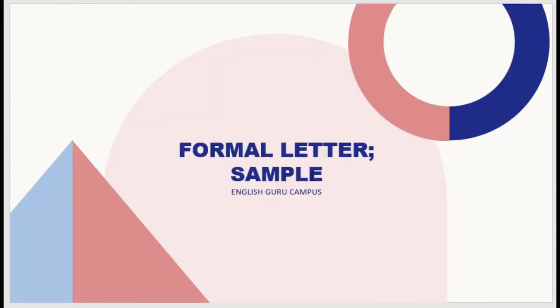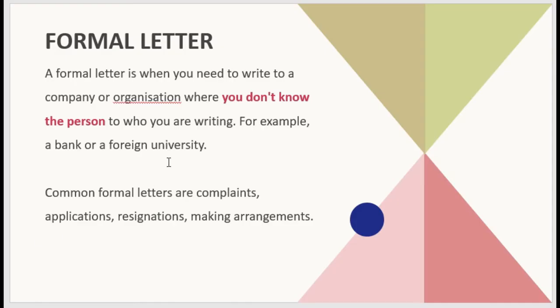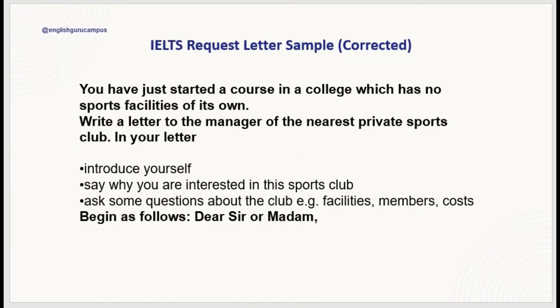Formal letter. We'll talk about one sample of a formal letter, and let's talk about what a formal letter is. A formal letter is when you need to write to a company or an organization where you don't know the person to whom you are writing, for example, a bank or a foreign university. Common formal letters are complaints, applications, resignations, making arrangements, suggestions, and advising. In this series we'll be talking about more kinds of letters.